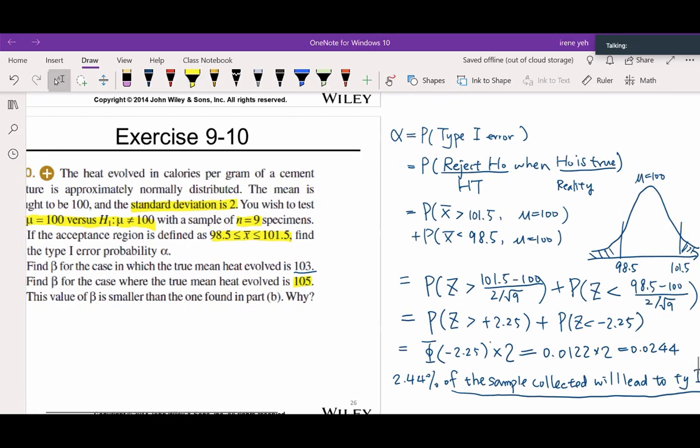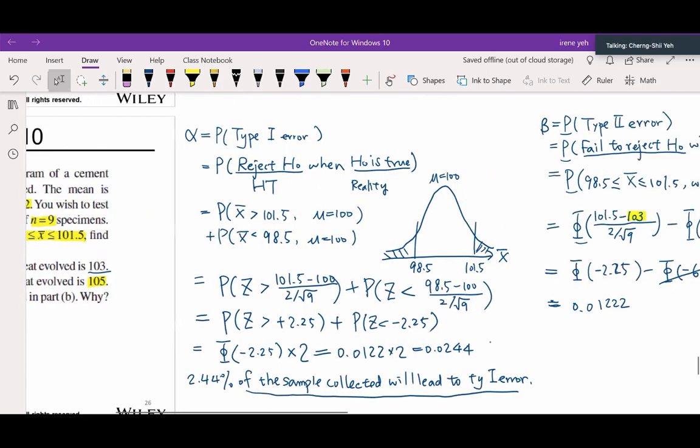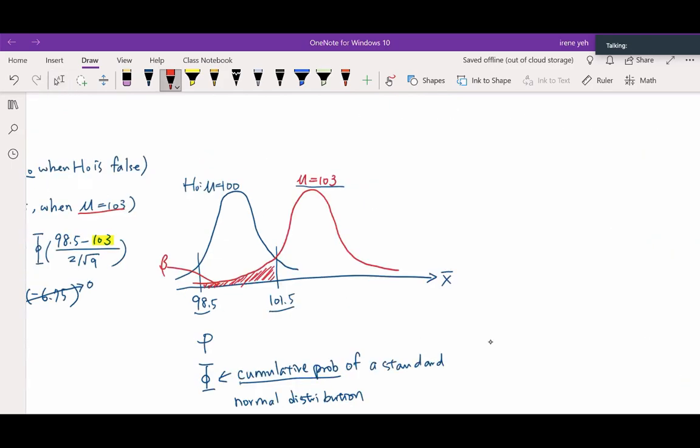I'm going to sketch it for you. Okay. Question C asks when population mean is 105. I'm going to sketch it here. Okay. Still making a type 2 error, so still the area falls within this confidence interval. So I have another population here. Mu is 105.